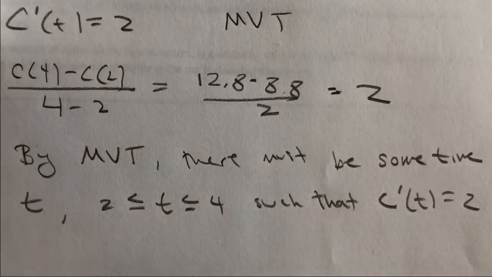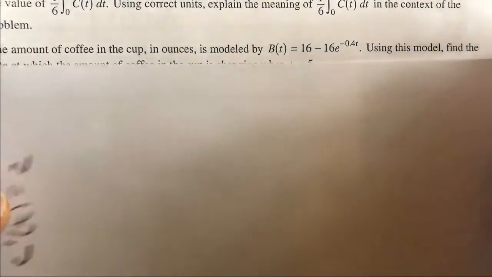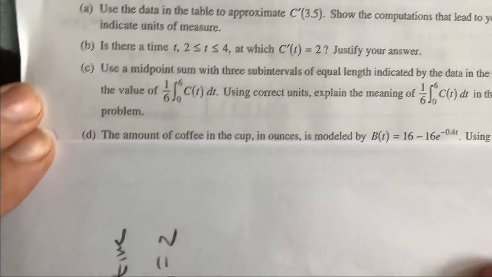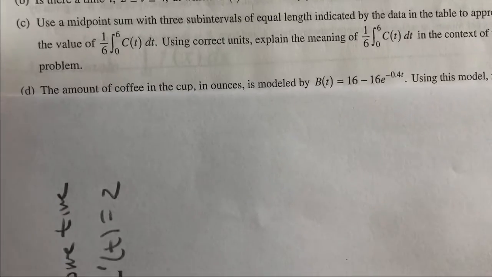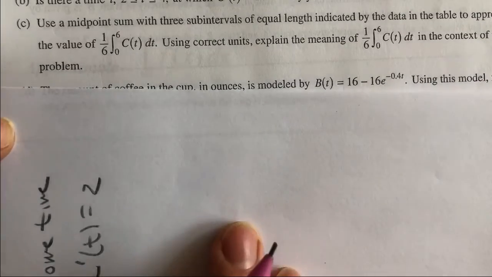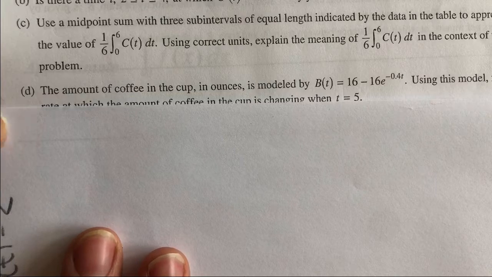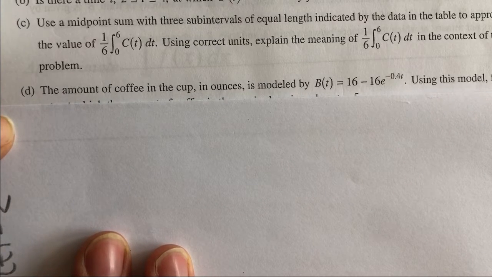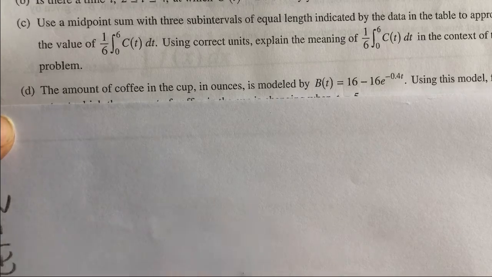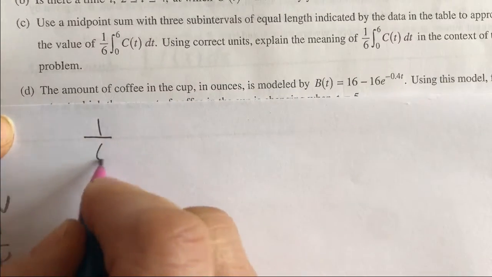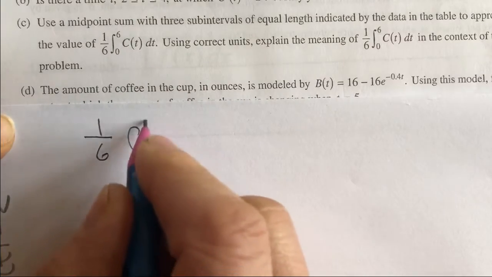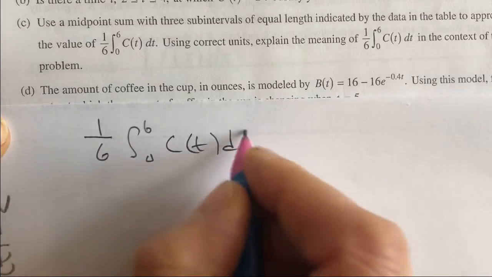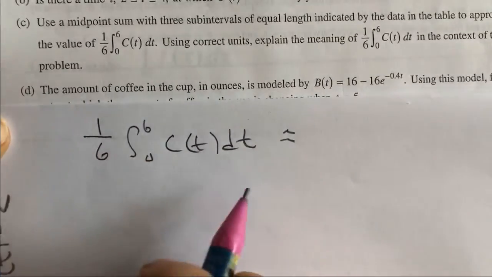Okay, part C. All right, let's see where we are here. Use a midpoint sum with 3 subintervals of equal length indicated by the data in the table to approximate the value. Oh, once again, they're doing the average value of a function. 1/6 the definite integral of a function. That's the average value of that function, right? This is what they want us to approximate.